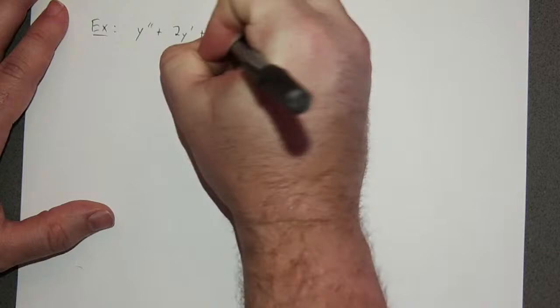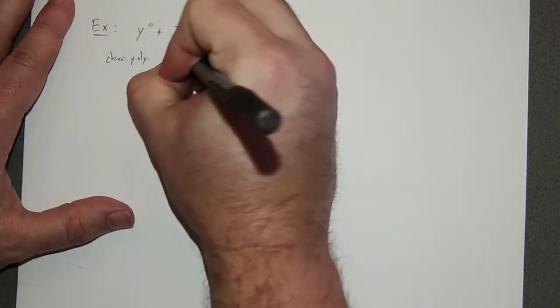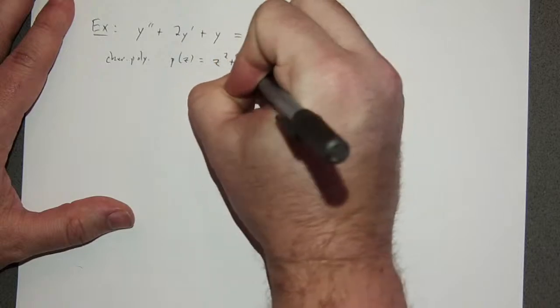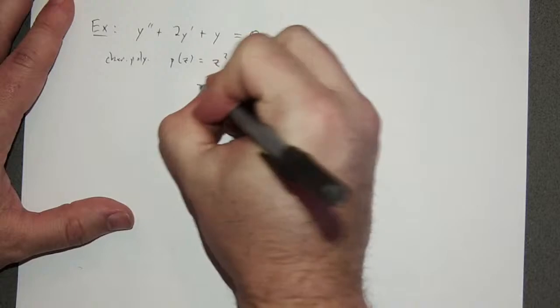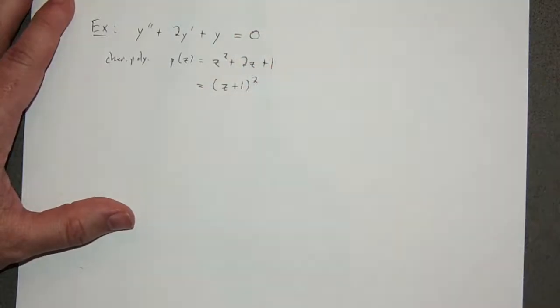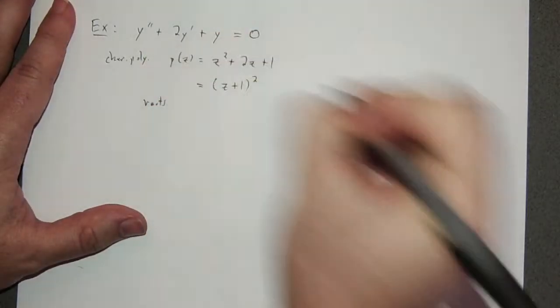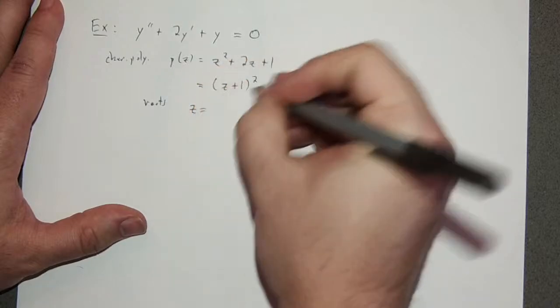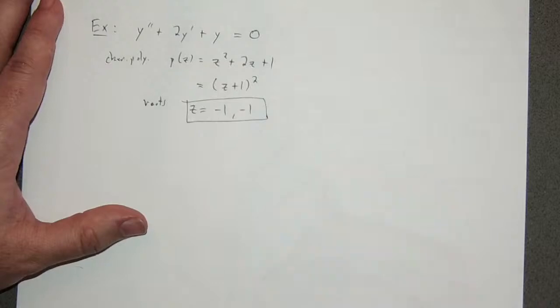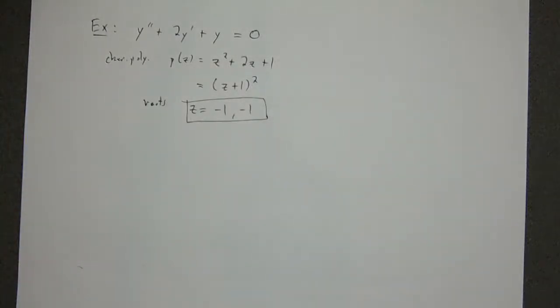Okay. Let's go back to that example from yesterday. If you compare this to yesterday, this is where I was getting that solution from. So our easy example from yesterday, y double prime plus 2y prime plus y is equal to 0. What's its characteristic polynomial? Well, its characteristic polynomial is p of z, which is z squared plus 2z plus 1, which I notice factors immediately as z plus 1 squared. So what are the roots? Well, the roots are z equals minus 1 and minus 1. It's one real double root. I'm listing it twice here. So roots are minus 1 and minus 1.